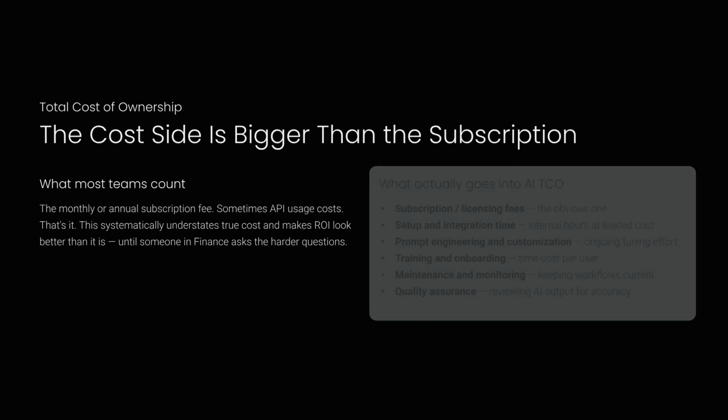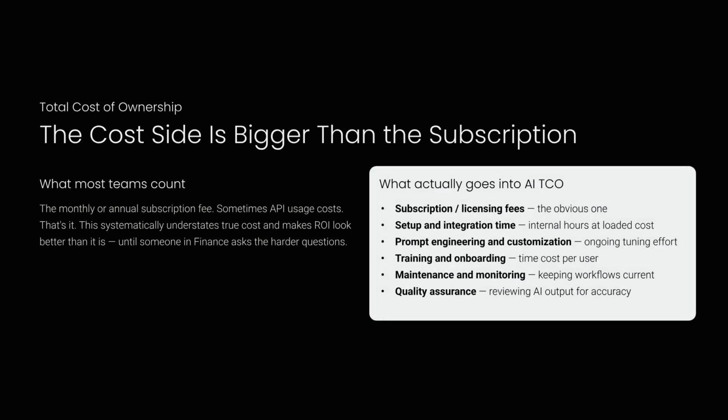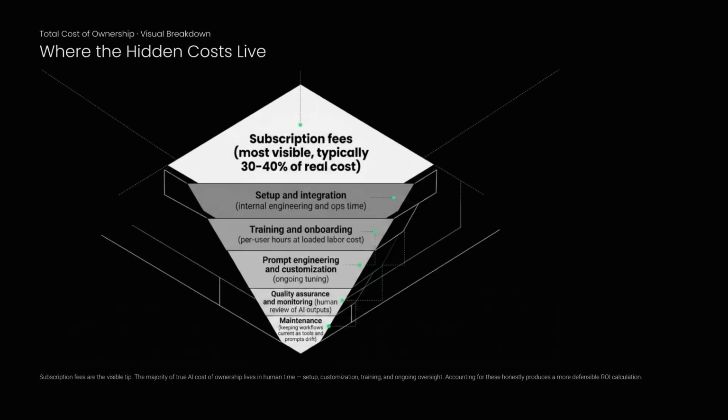When calculating the total cost of ownership, most teams only count the subscription fee. This is a mistake. True TCO must include setup time, prompt engineering, training, maintenance, and ongoing quality assurance effort. Subscription fees are merely the visible tip of the iceberg. The majority of real costs live in human time. If you don't account for these, you are systematically understating costs and inflating your ROI.